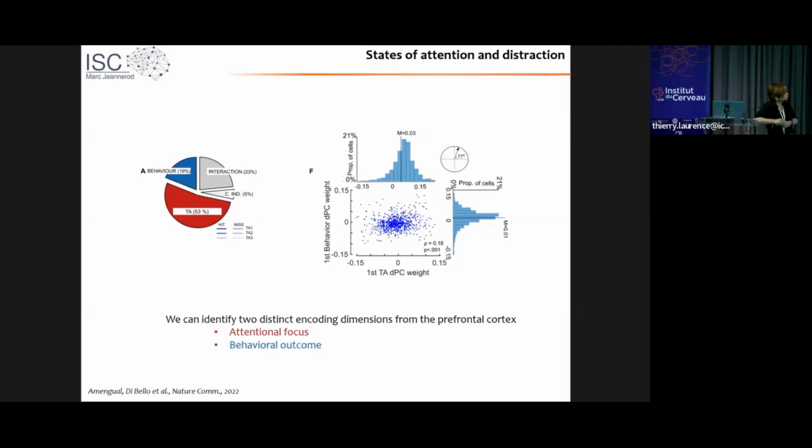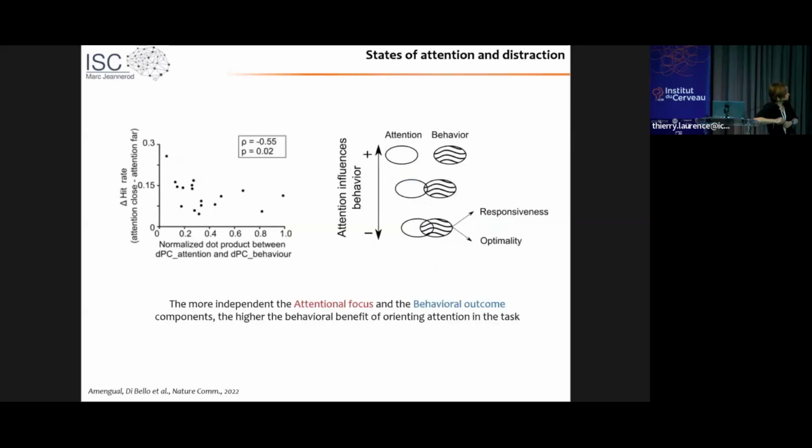So just a methodological reminder, when you apply a PCA, you impose orthogonality in the decomposition of the variance. And what a DPCA actually does is that it allows a relaxation of orthogonality. And that's exactly what we measure here. So what does this relaxation of orthogonality mean in the data? What I'm plotting here is the dot product between these two dimensions, attention and behavioral outcome. This would be orthogonality, and this would be non-orthogonality.